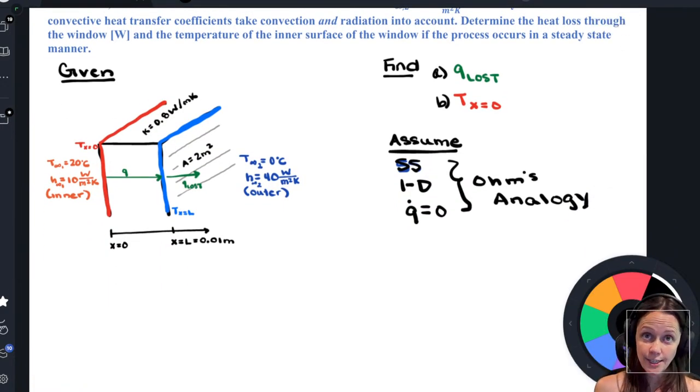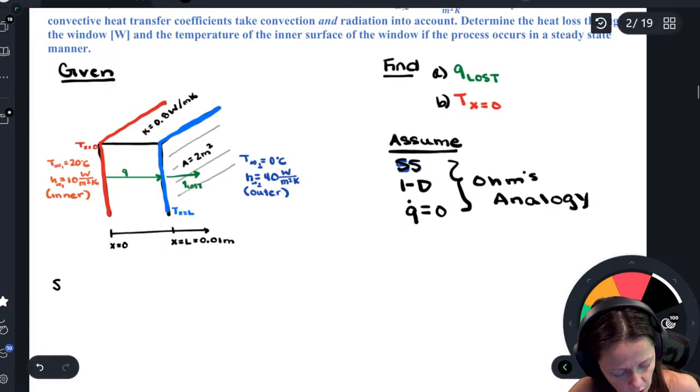It is steady state, one-dimensional, because heat transfers in one direction, in the X direction, and we clearly do not have any heat generation. And so Ohm's analogy is perfectly okay to use, so let's go ahead and use it.